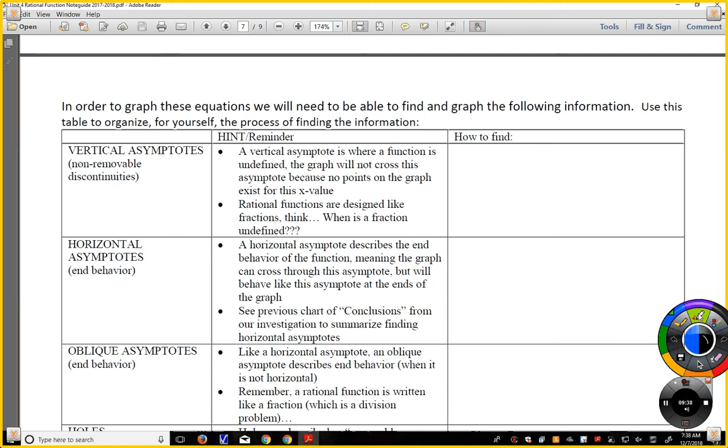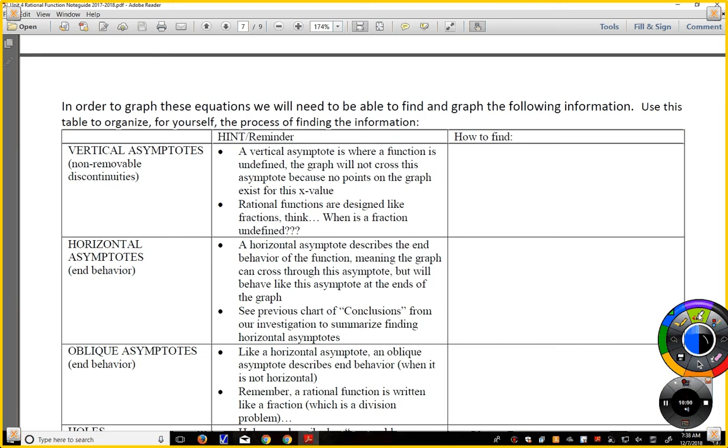And then notice where it says oblique asymptote, which we slightly have mentioned before, it also says end behavior. So these things are describing the same thing, which is why a function cannot have a horizontal asymptote and also an oblique asymptote. Either your ends are horizontal or they're not, okay? So you can't have both.